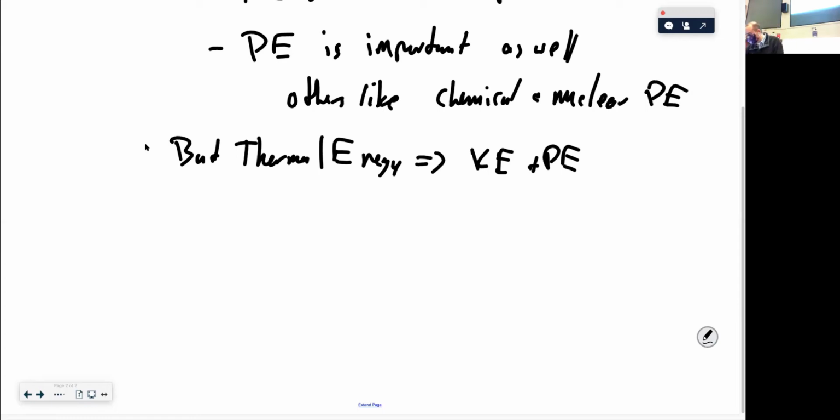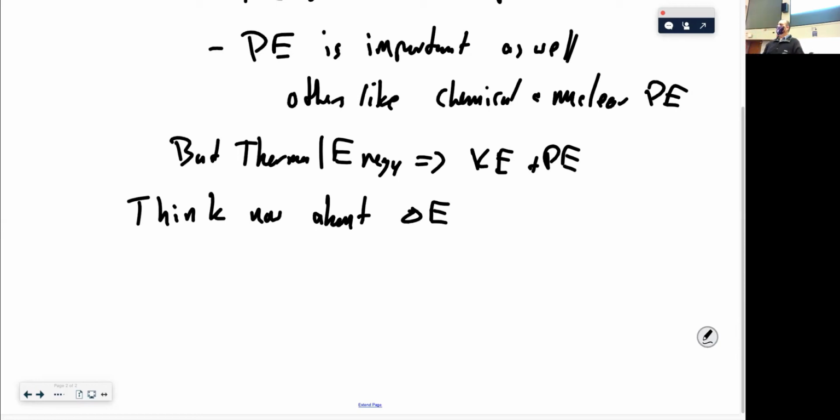And think about delta E. Think now about delta E, changing the energy of our system, how that's going to happen, and how a change in energy can relate to a change in temperature. So how does a change in energy of a system happen? How could a delta E happen?